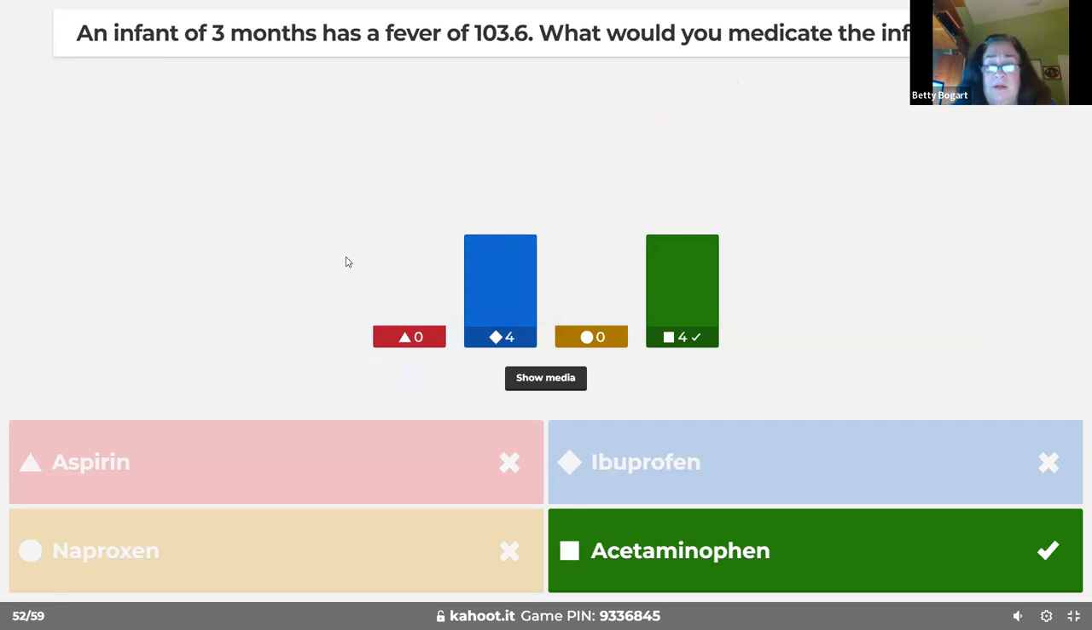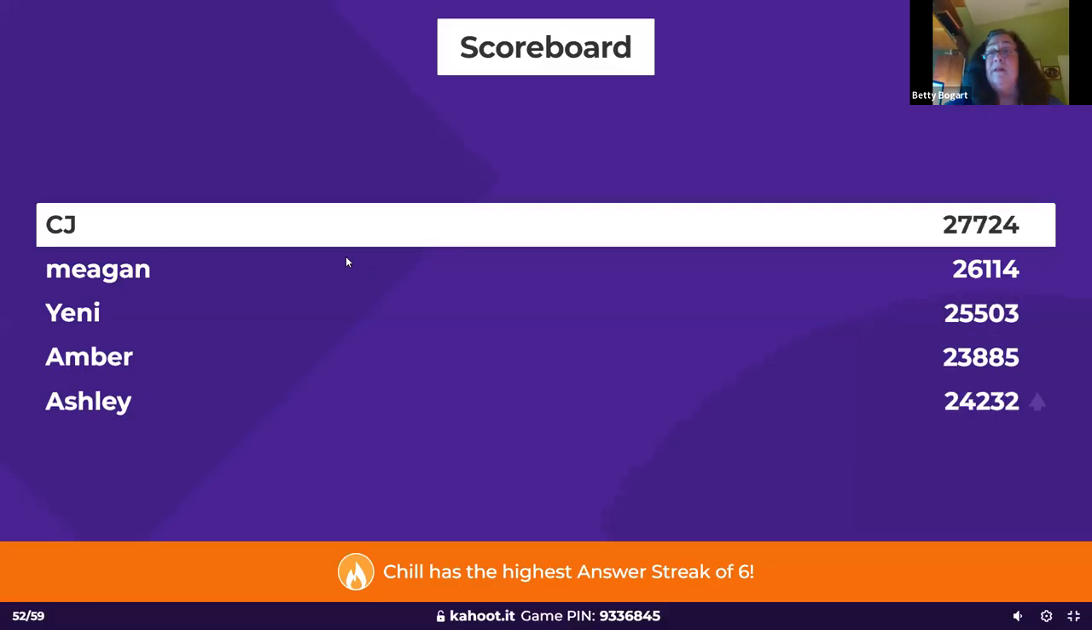Only Tylenol. For the first 6 months of life, only acetaminophen is given to an infant. After 6 months, you may give the ibuprofen, the Motrin. There's something with platelet aggregation and the young infant, they don't tolerate it. Only acetaminophen until 6 months old.